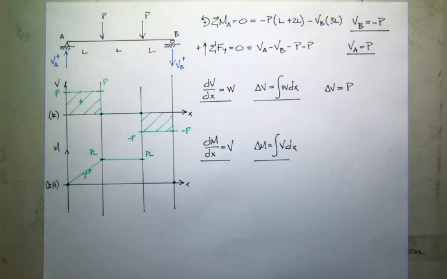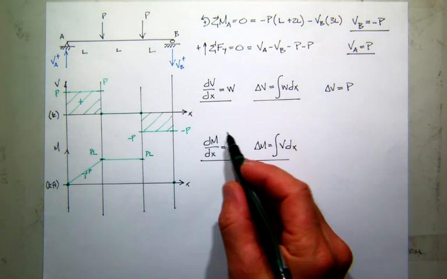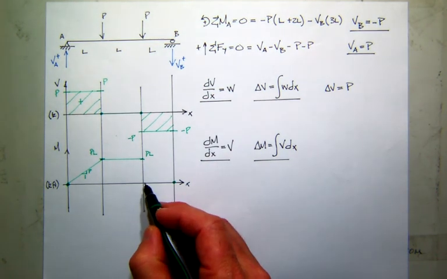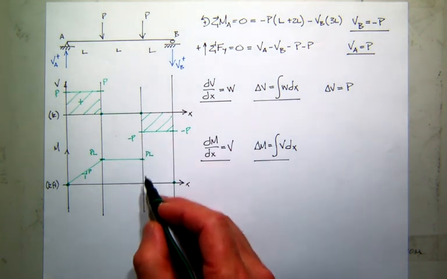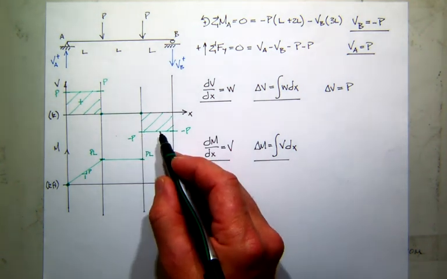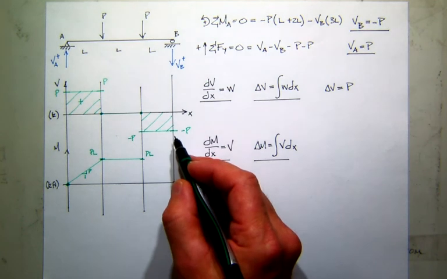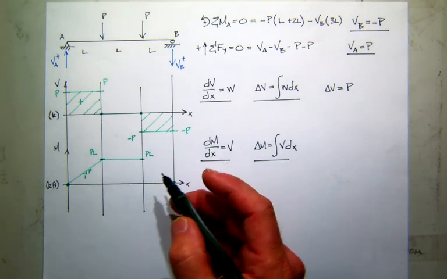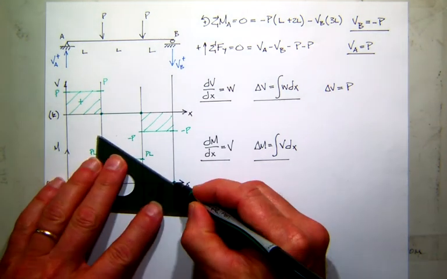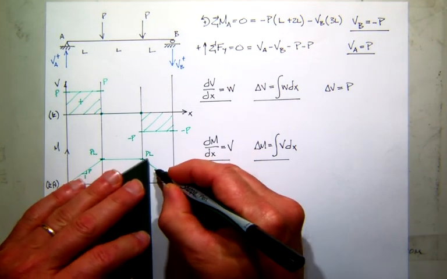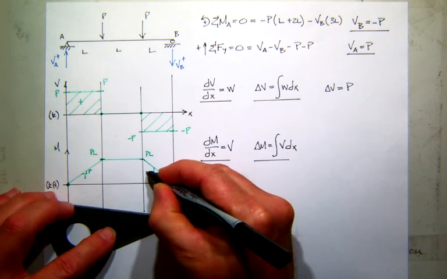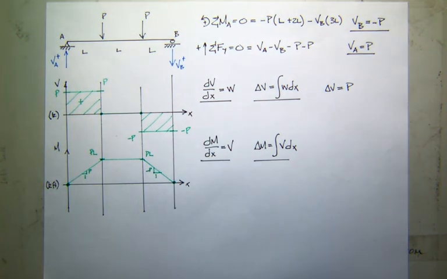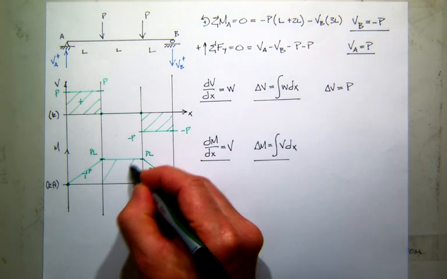Makes me feel good. And what's the shape of my curve? It's given by the shear diagram. So what's the value of the shear diagram right there? Minus P. What's the value here? Minus P. What's the value at the end? Minus P. What's the value anywhere in here? Minus P. So it doesn't change. So we have a constant slope. And that slope happens to be negative P, given by the diagram. So there's my moment. There's my moment diagram.